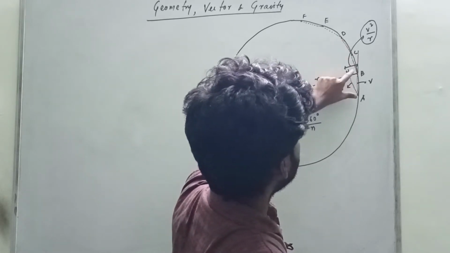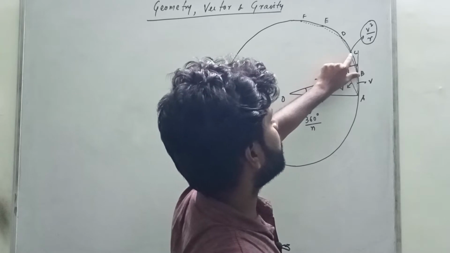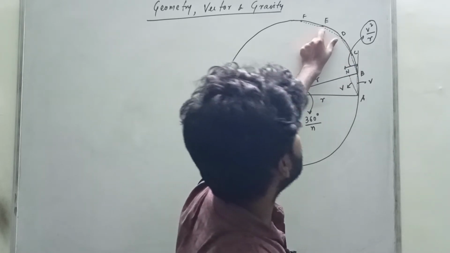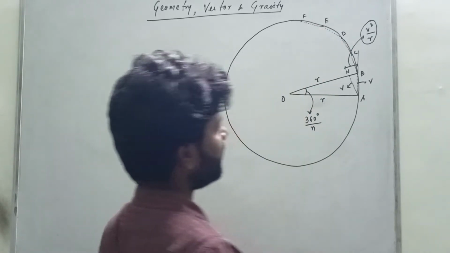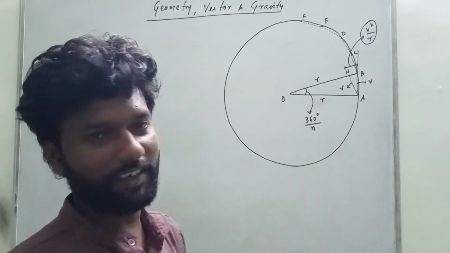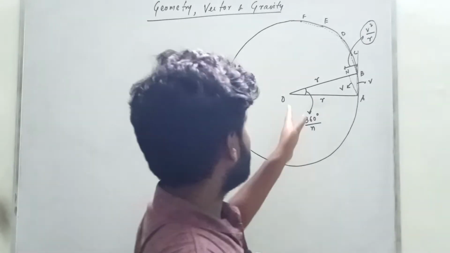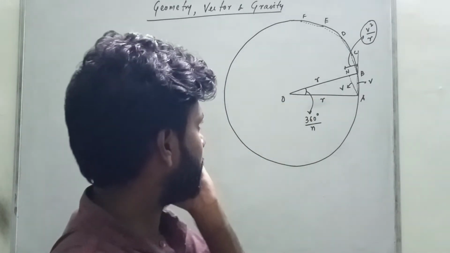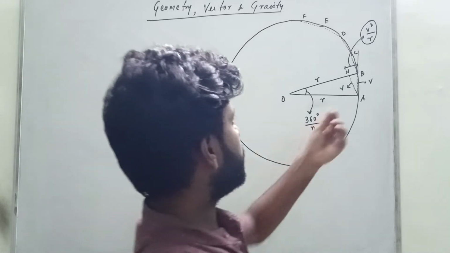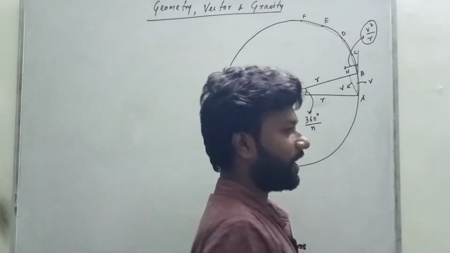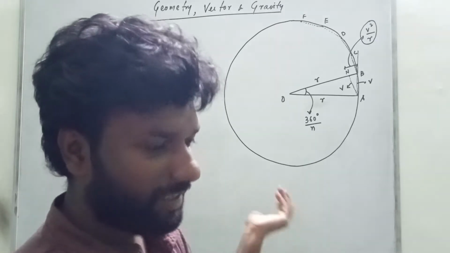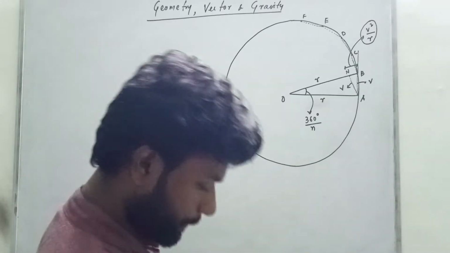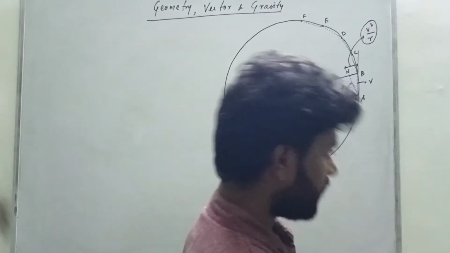So AB is v, then obviously BC is v, CD is equal to v, DE will be equal to v, because it's a regular polygon. And the radius of this circle is R. So Bn is actually v squared by R. I just got this from our previous lecture.